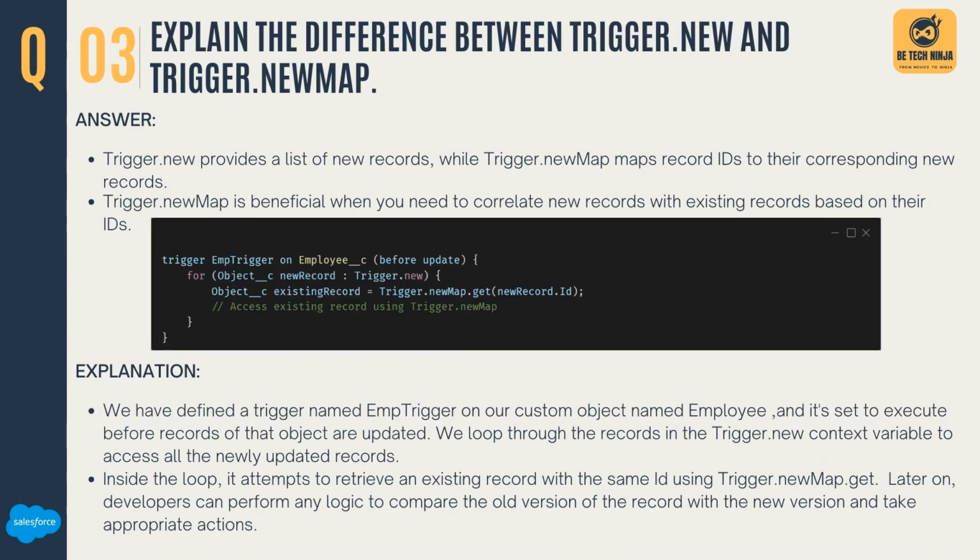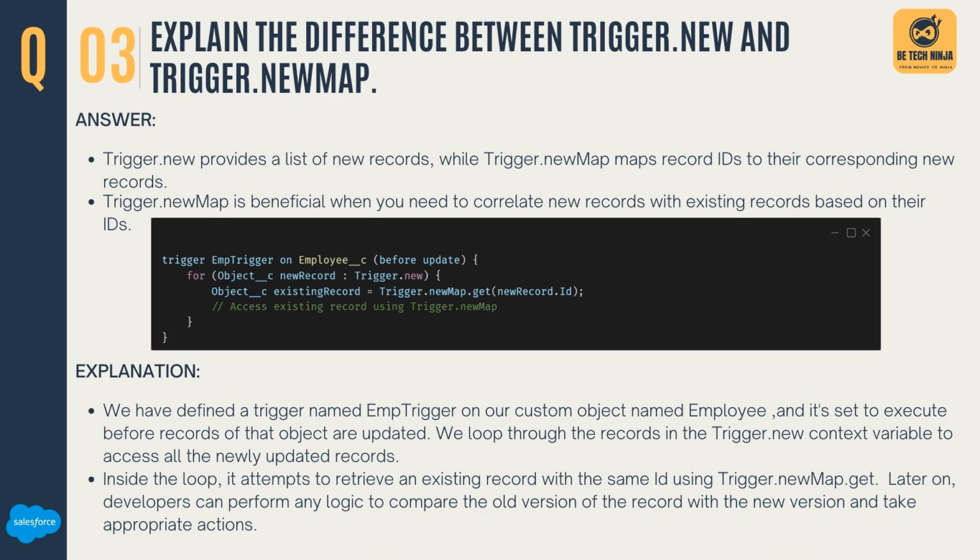Question 3. Explain the difference between Trigger.new and Trigger.newMap. You can answer it like, Trigger.new provides a list of new records, while Trigger.newMap maps record IDs to their corresponding new records. Trigger.newMap is beneficial when you need to correlate new records with existing records based on their IDs. You might be wondering, how can we access the Trigger.new and Trigger.newMap context variables in the Apex trigger? To understand this, let's go through the given code sample.